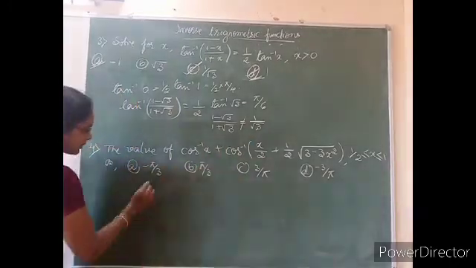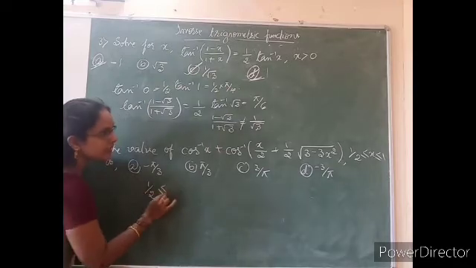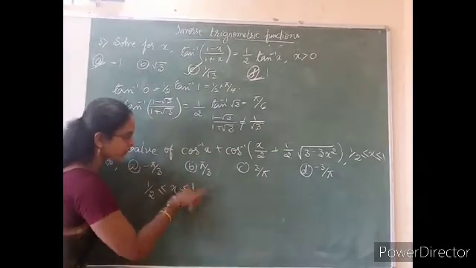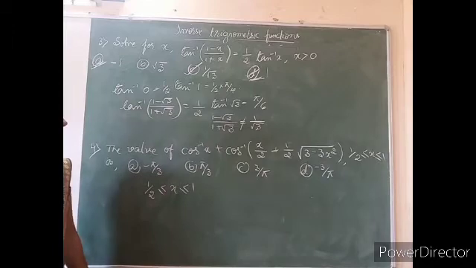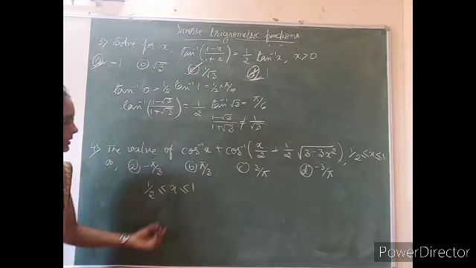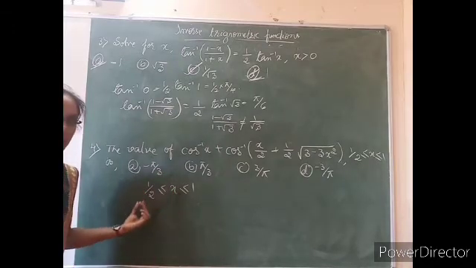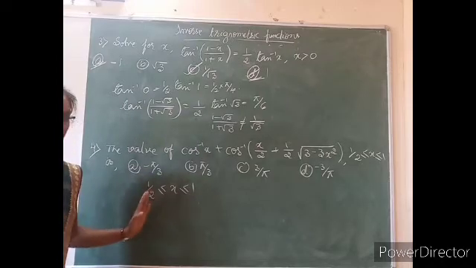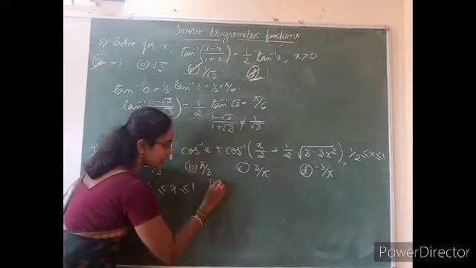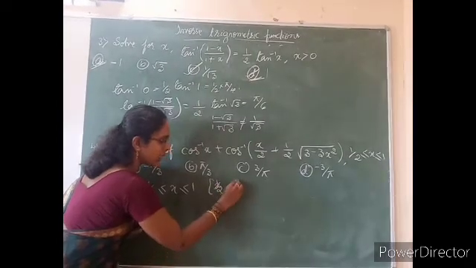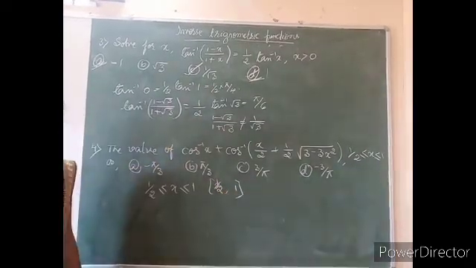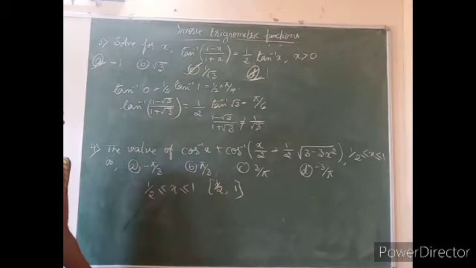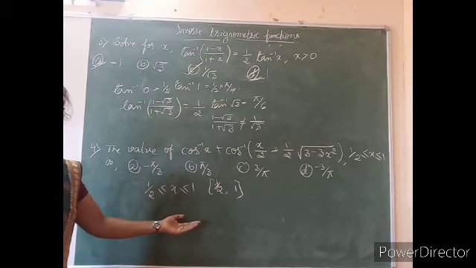So check that one. 1 by 2 is less than or equal to x, less than or equal to 1. That means x can take any value in between 1 by 2 and 1. Therefore, the domain is the closed interval 1 by 2 to plus 1 here. You can choose any value. So for simplicity, I'll choose x equal to 1.